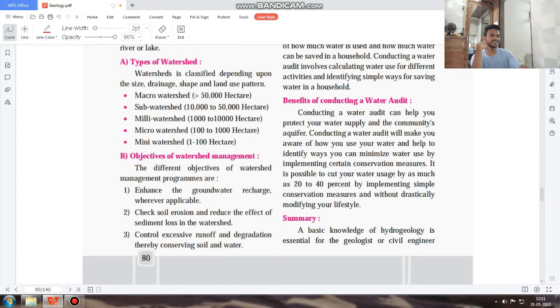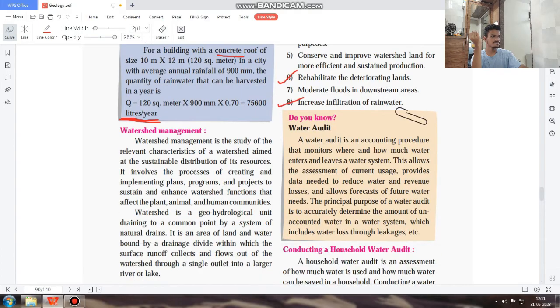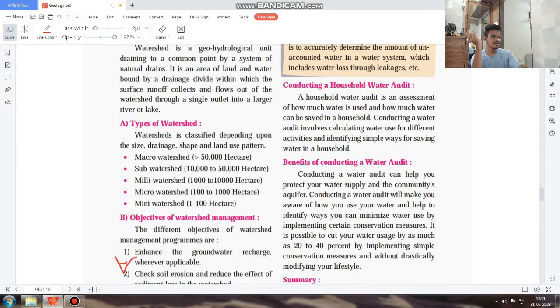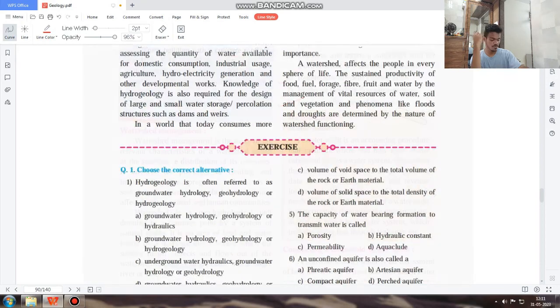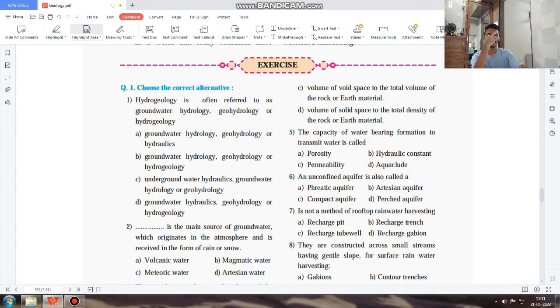These are the types of watershed. Mostly this they don't ask. Yes, objective you have to remember. Just remember I have marked. Just remember the first one, remember the third one, remember the fourth one, remember the sixth one, and remember the eighth one. That's it. 1, 2, 3, 4, 5. Five remember, more than enough. That's it. You can just read this, nothing much. In the last part we come to the exercise.